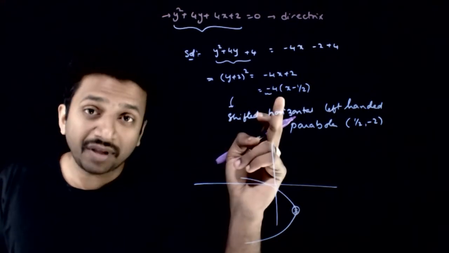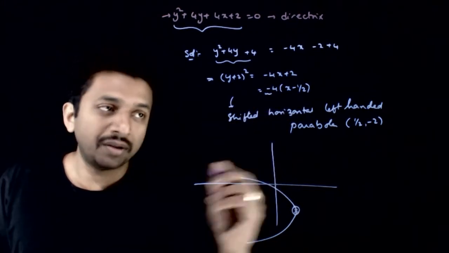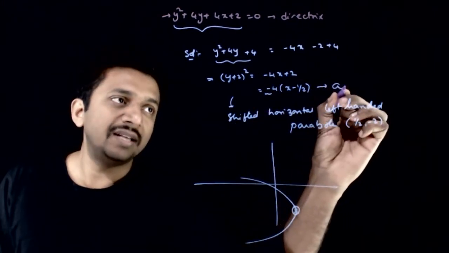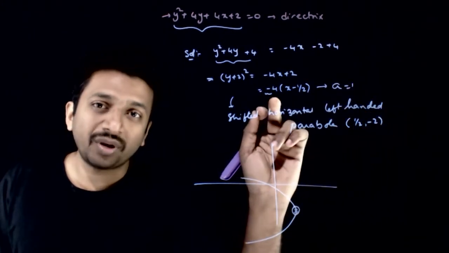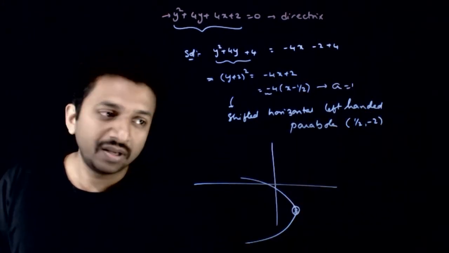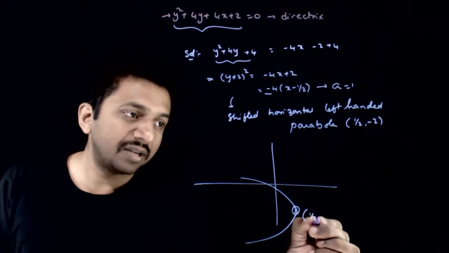And what is the value of a for this? a is equal to 1. So for this a is equal to 1 because minus 4ax, a is equal to 1. So this point is half comma minus 2.